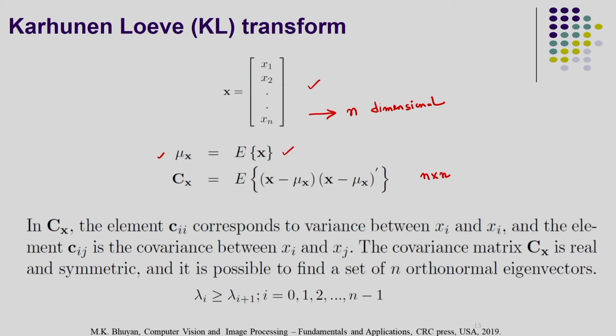So I have the mean and the covariance. Now consider the elements of the covariance matrix. Cii corresponds to the variance of xi, and Cij is the covariance between xi and xj. One important point is that the covariance matrix Cx is a real matrix and also a symmetric matrix. In this case it is possible to find a set of n orthonormal eigenvectors. It is easy to find the n orthonormal eigenvectors, where ei are the eigenvectors.